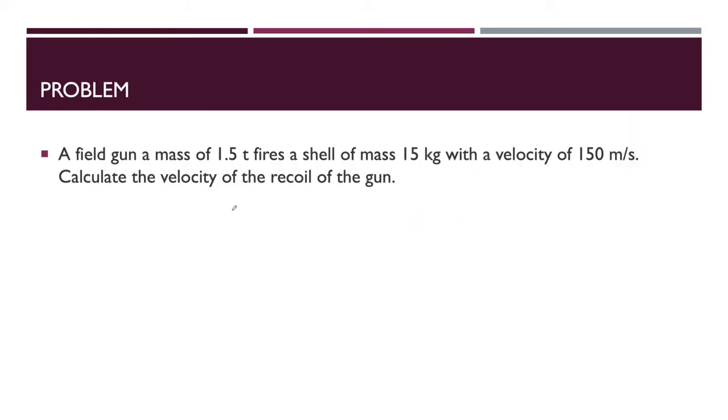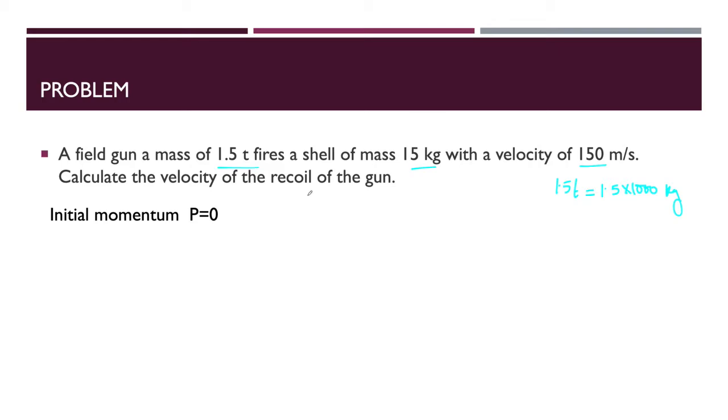Now some problems we will solve today. Suppose the first problem, you can see it here: a field gun with a mass of 1.5 ton. So what is the meaning of 1.5 ton? 1.5 ton means 1.5 into 1000 kg. It will fire a shell of mass 15 kg with a velocity of 150 meter per second. So calculate the velocity of recoil of the gun.